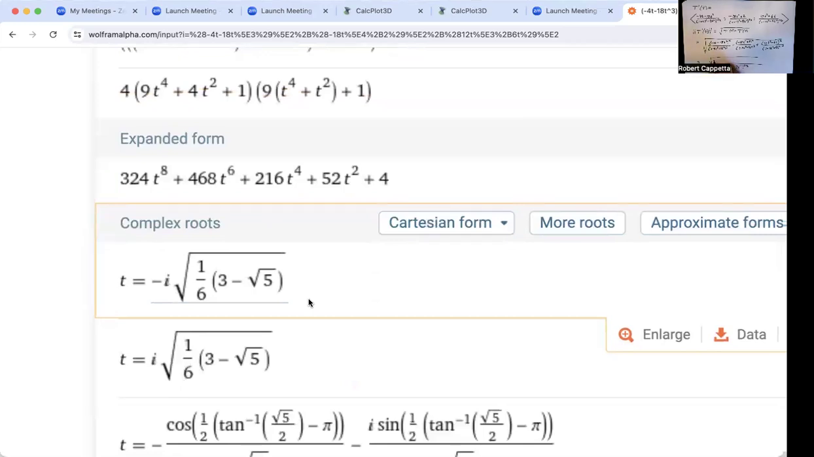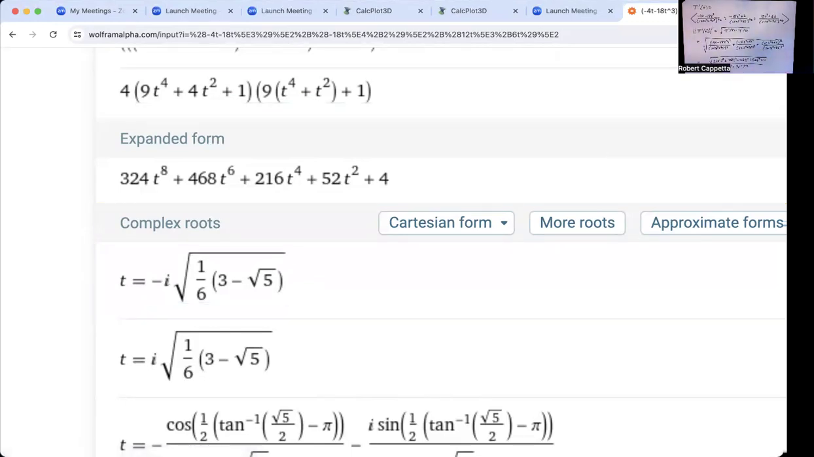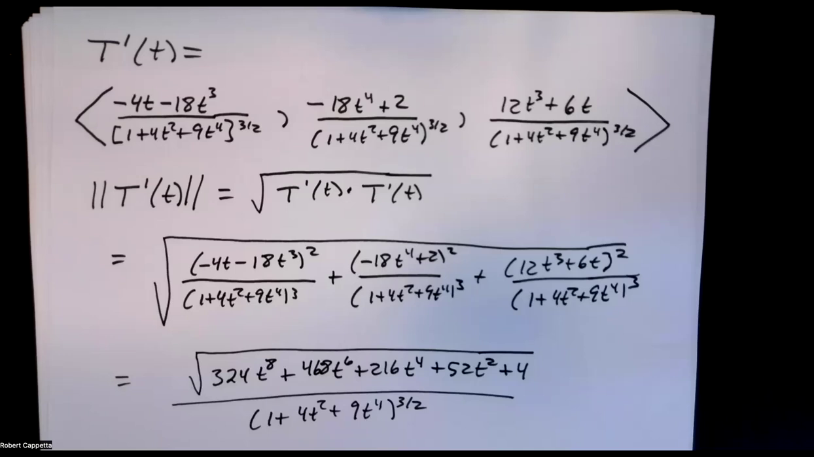324t to the eighth plus 468t to the sixth plus 2/16 t to the fourth plus 52t squared. Even with technology, this is pretty miserable. So that is the magnitude of T prime of t. And remember, we need to get N of t, which is T prime of t divided by the magnitude of T prime of t. So let's collect what we have there.